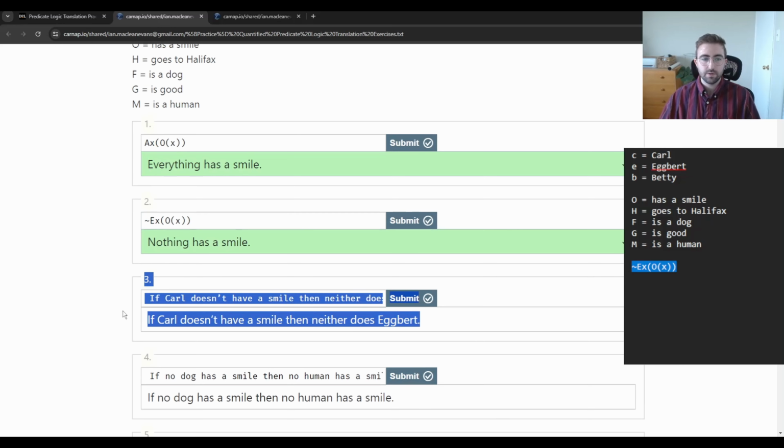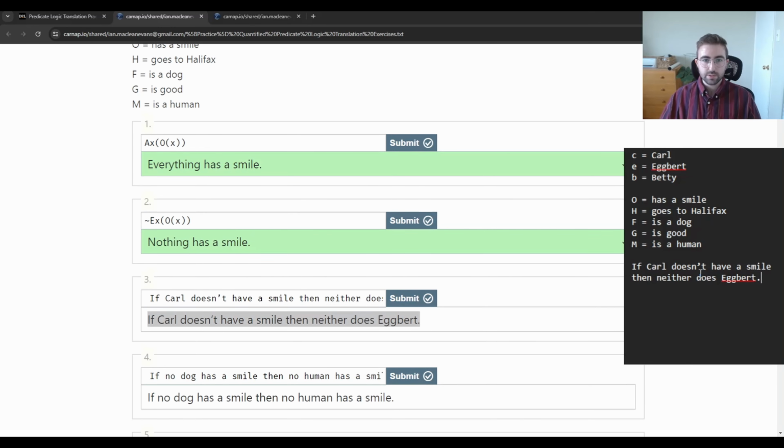Okay, so let's do this one. In this one, you'll see there's no quantifiers. We don't have a claim about everything or all things or at least one thing or some things. We're just talking about Carl and Egbert, right? They're just the two names. So we don't have any quantifiers. If Carl doesn't have a smile, then neither does Egbert, right?